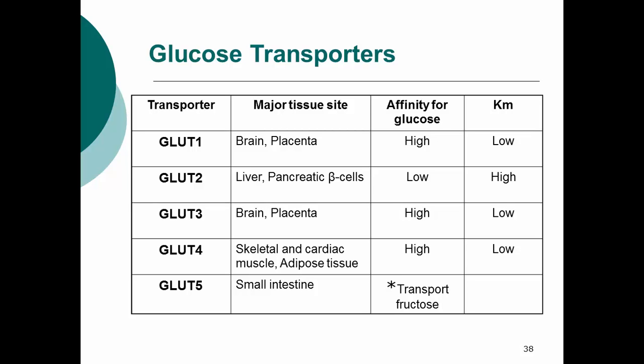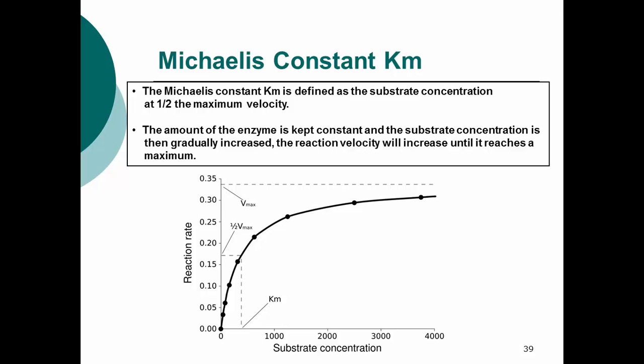And Km is just the opposite of the affinity for glucose. If a glucose transporter has a high affinity for glucose, it usually has a lower Km. We're going to explain later why affinity and Km are opposite, right? So here I just wanted to introduce the Michaelis constant, Km. This Km is usually defined as the substrate concentration at half the maximum velocity, right? So do you guys know about this Km from before? Okay. So this is how Km is defined.